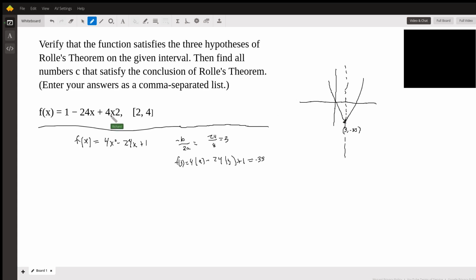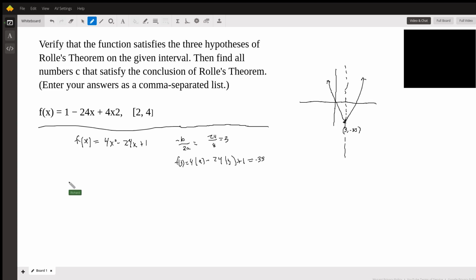Because it's a polynomial, we know that it's continuous. The domain for this function is all real numbers. The range for this function would be from negative 35 on up. And so there are no issues here about continuity. This function satisfies the prerequisites.